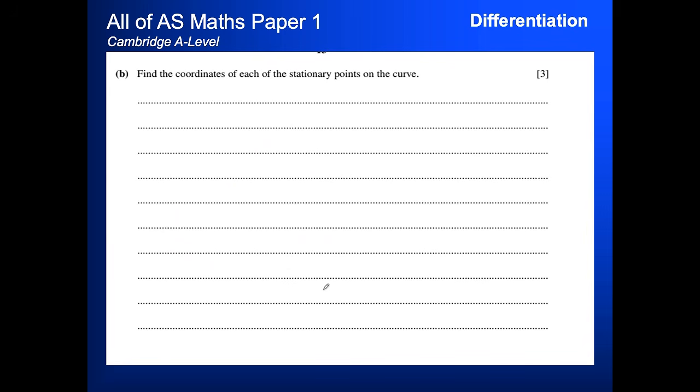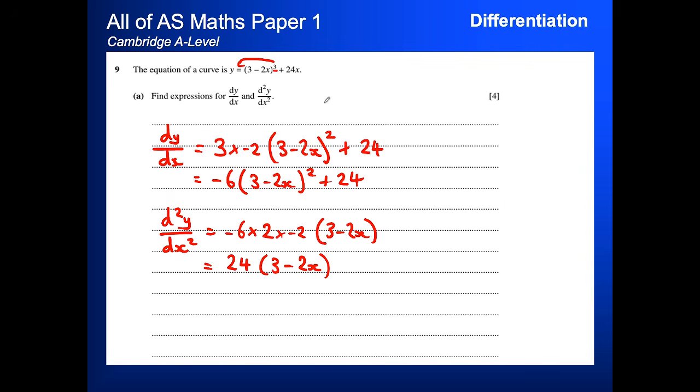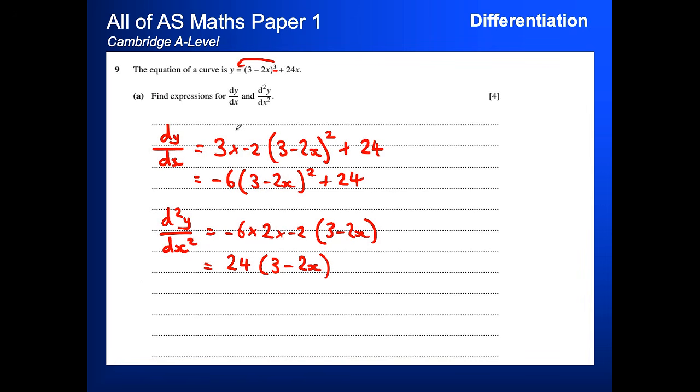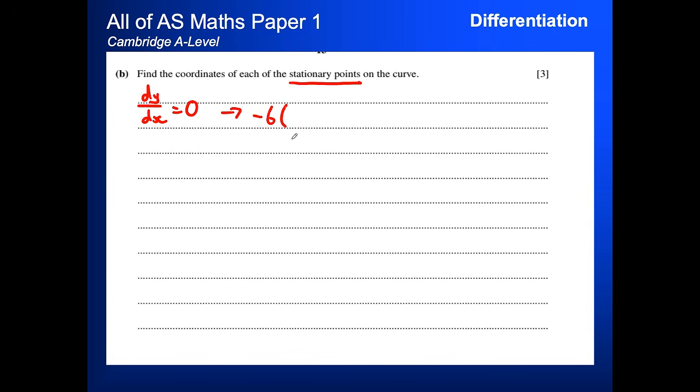On to part B, find the coordinates of each of the stationary points on the curve. So this is a key thing. As soon as you see stationary points, the thing to remember here is that dy by dx needs to be equal to 0. So as soon as you see that phrase, stationary points, think dy by dx is 0. Actually, it's the instant thing that you think of. So if I copy that across from before, we had minus 6 (3 minus 2x) all squared plus 24. So that's going to be equal to 0.